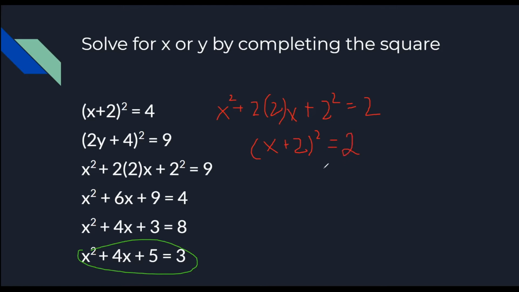What can we do to both sides? We can take the square root, okay? So we have x plus 2 equals plus or minus root 2. X equals negative 2 plus or minus root 2. Okay, and that is the end of our lesson. Actually, I do have one more slide. Does that make sense to everyone so far?